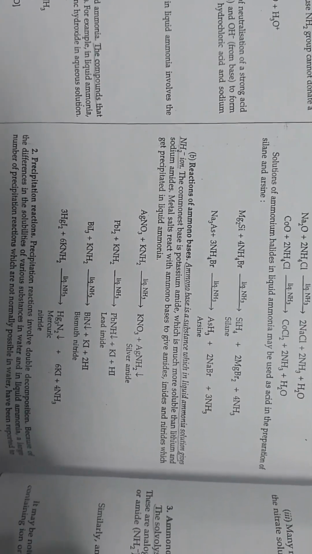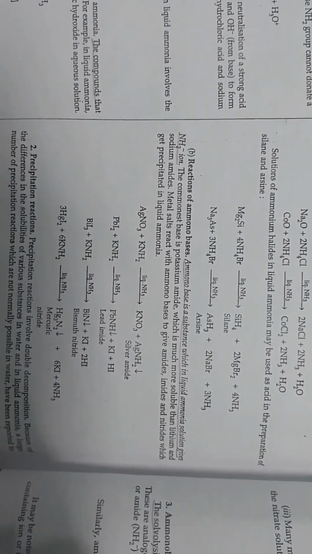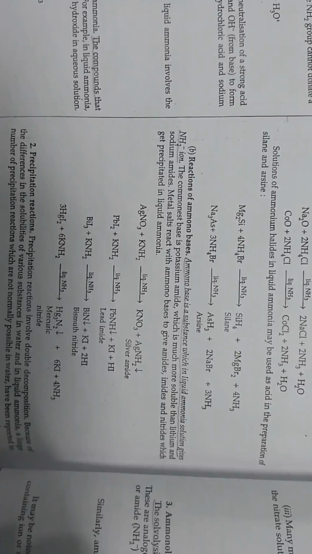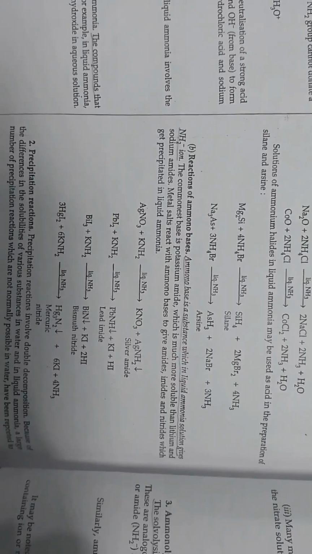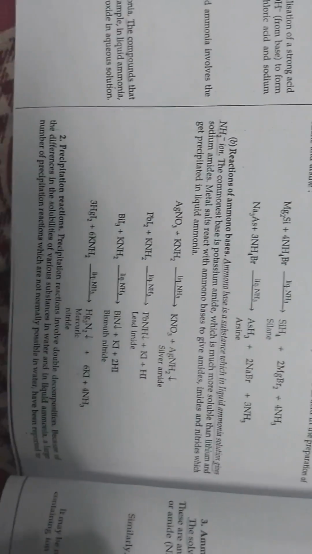Mg2Si plus 4NH4Br in liquid NH3 gives silane plus 2MgBr2 plus 4NH3. Na3As plus 3NH4Br in liquid ammonia gives arsine AsH3 plus 3NaBr plus 3NH3.